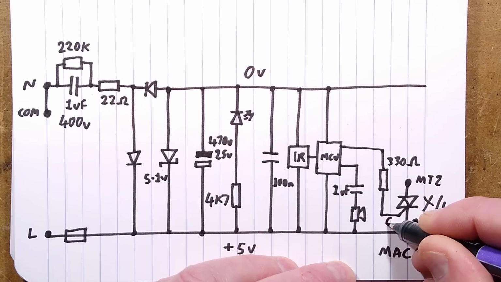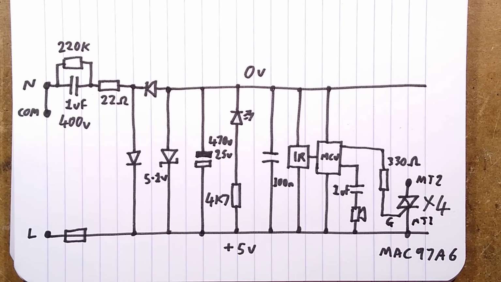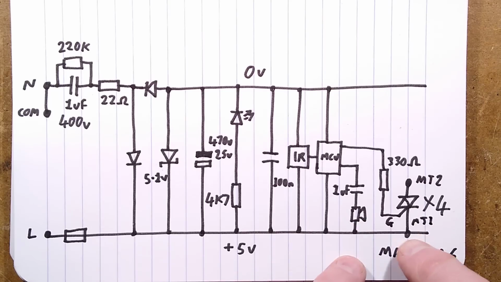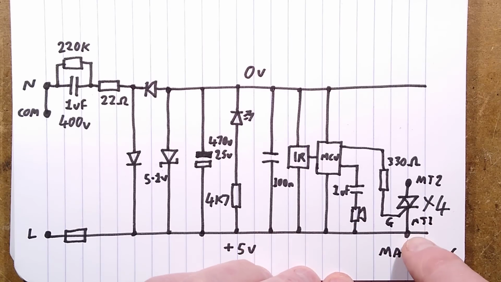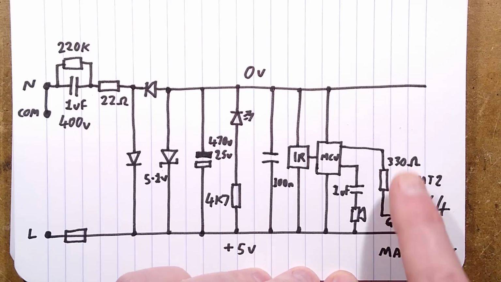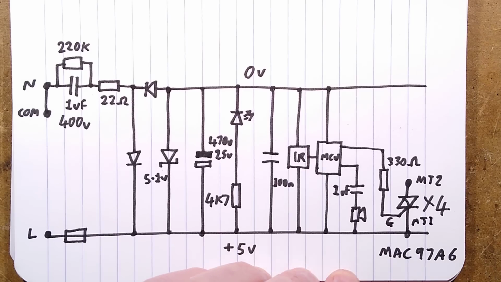And gate. But of all the four options you have, of the gate being positive or negative with respect to the main terminal here, the most sensitive ones are when it's going negative. So that's why they've got this common to the positive rail and it's being pulled negative. And that is more or less it.